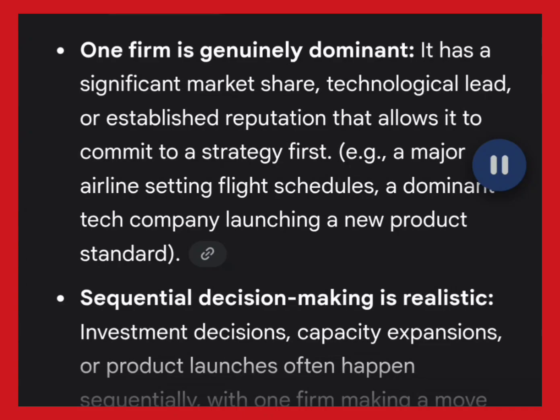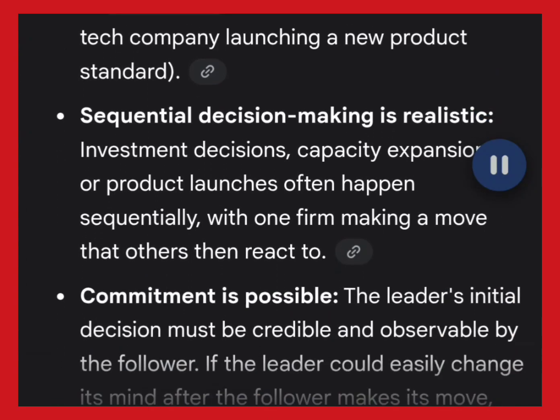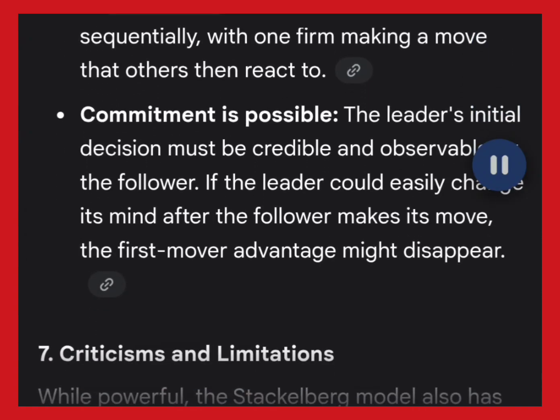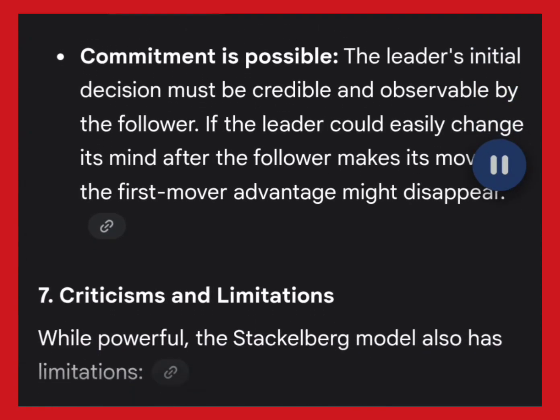Sequential decision-making is realistic. Investment decisions, capacity expansions, or product launches often happen sequentially, with one firm making a move that others then react to. Commitment is possible. The leader's initial decision must be credible and observable by the follower. If the leader could easily change its mind after the follower makes its move, the first mover advantage might disappear.